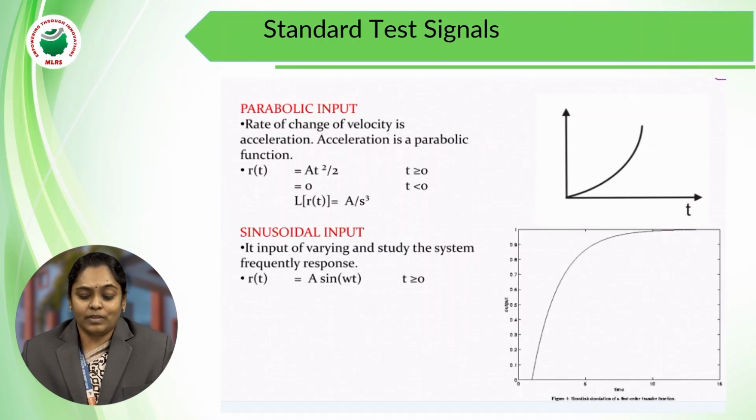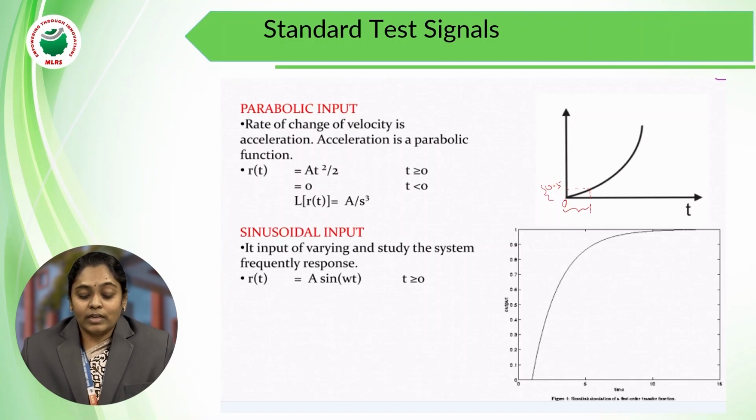Coming to the fourth type of test signal, which is a parabolic signal. So what is the difference from the previous ramp signal? As I told you, it has a linear relation, where the deviation of time and amplitude is the same. But in this case, at 0 the amplitude is 0, but at t equal to 1, the amplitude will not be 1, it may be either 0.5 or less than that. So here, as the deviation of the time is not equal to the deviation of the amplitude, it is called a parabolic signal.